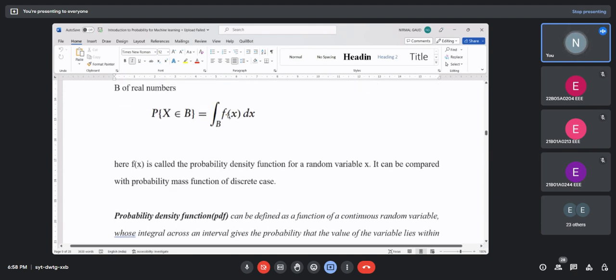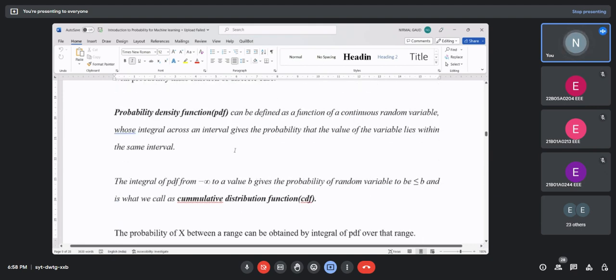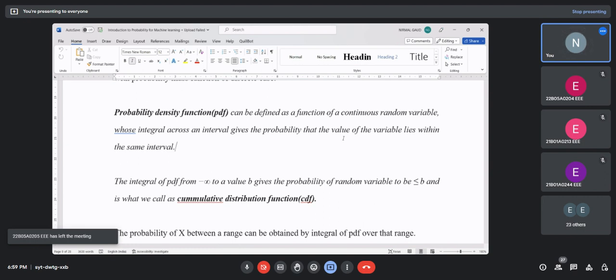That means I'm going to perform the integration. That's what I told, and the definition itself says the thing which I told you in mathematical format. I need to perform integration across an interval. I already told you there is an interval from this limit to this limit, and I need to perform the integration. Why continuous? Because obviously you have multiple values between these limits. So I perform integration, and it gives the probability that the value of the variable lies within this interval.